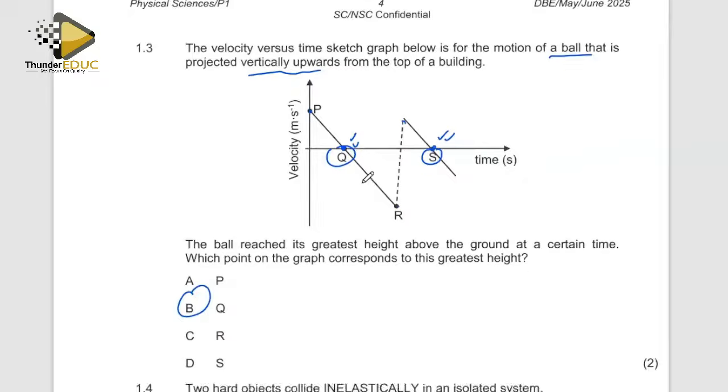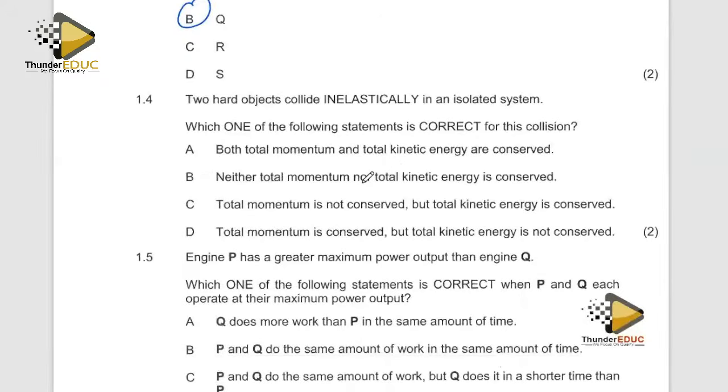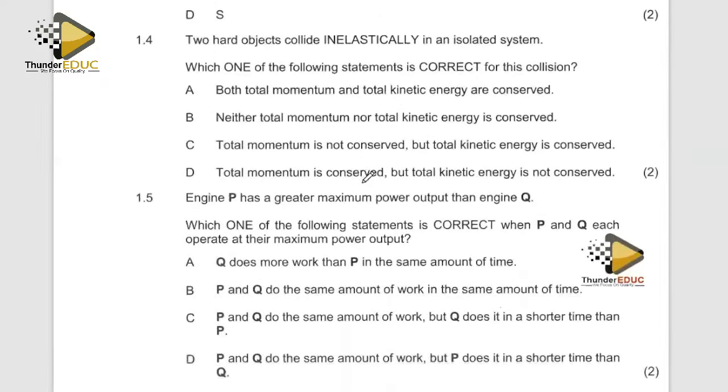That's 1.3. And then 2 hard objects collide inelastically in an isolated system. Which of the following sets of statements will be correct? So both total momentum and kinetic energy are conserved. No, we know that momentum will always be conserved regardless. But when it comes to the kinetic energy, for as long as it is inelastic, kinetic energy will not be conserved. So neither total, this is wrong. Total momentum is not conserved, that's wrong. So option D is the best. So total momentum is conserved, but the total kinetic energy is not.